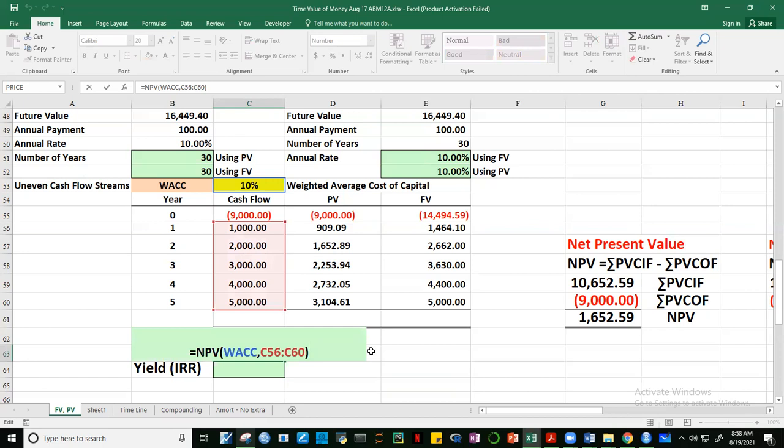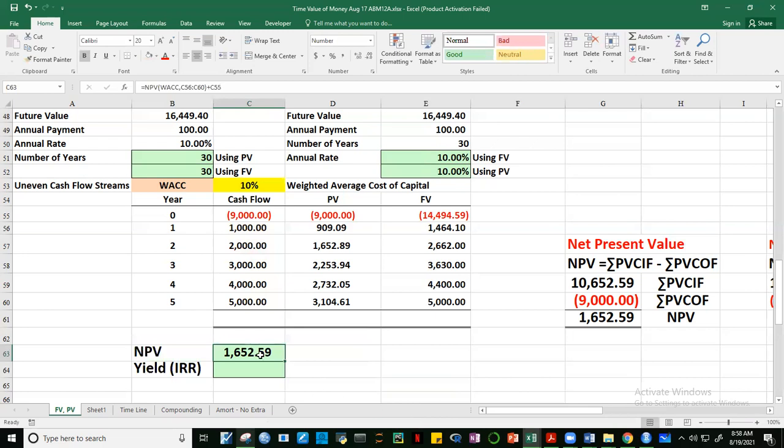And we can include this one plus the present value now, yung outflow natin now. So including the 9,000, which is the present value of your cash outflow, okay, you get technically the net present value. So control enter, yan, 1652 na tayo, which agrees with this one.